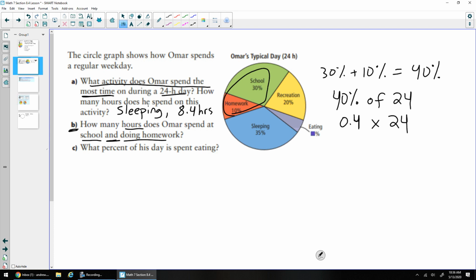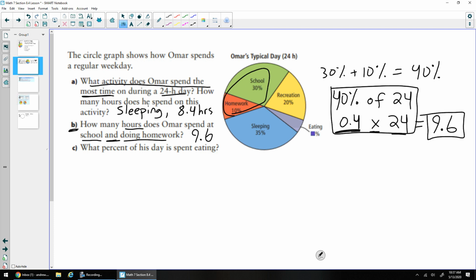Finding my calculator. I already found the answer, but I'm going to do this again on my calculator to show myself that it's still giving the same answer. 0.4 times 24 equals 9.6. That's the same answer that we got before doing it the other way. But this way is a lot easier. You just take your percentage of whatever your total is, turn your percentage into a decimal, and then multiply by your total. So he spends 9.6 hours at school and doing homework.